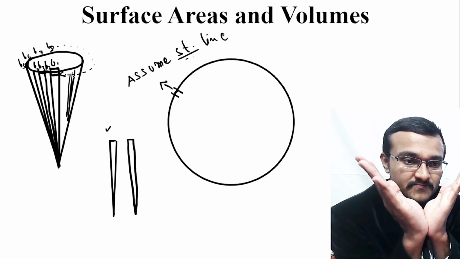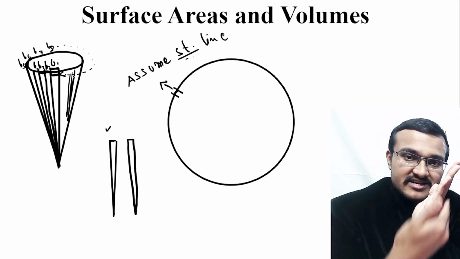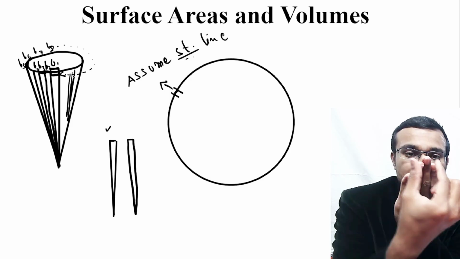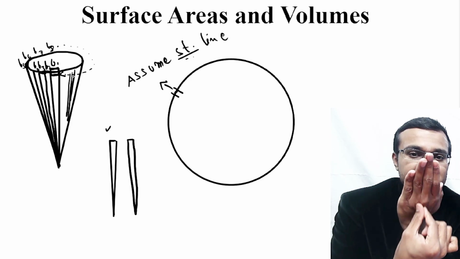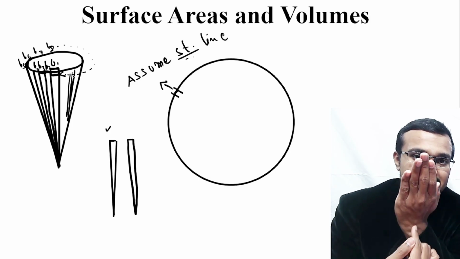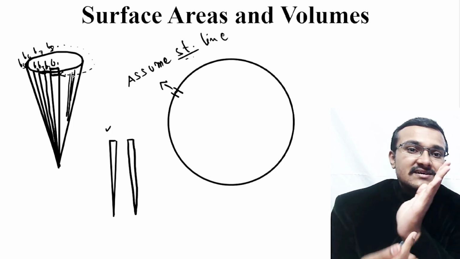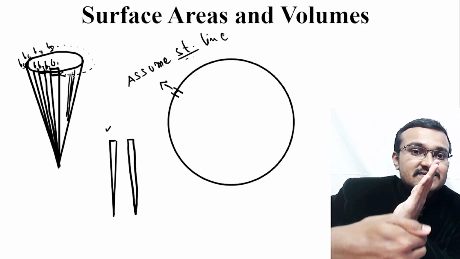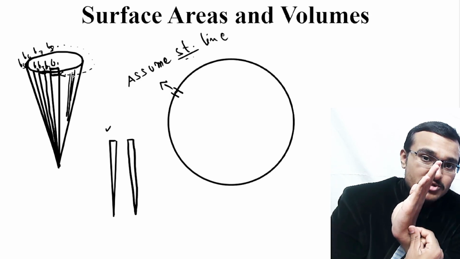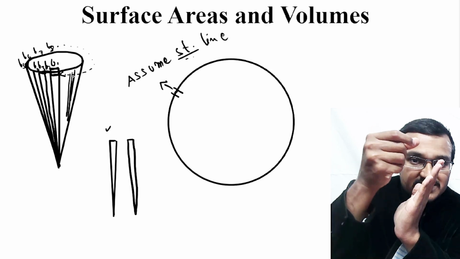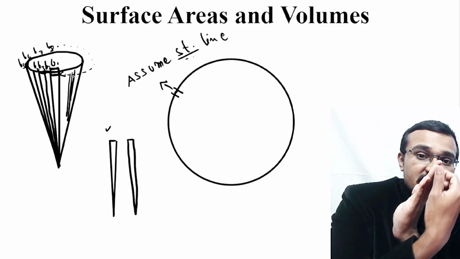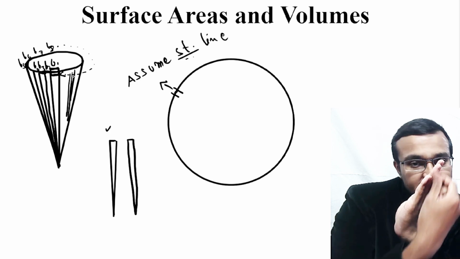So if this is the cone, on this surface we are considering a triangle. Assume this is a cone like this. On this surface we are considering a small triangle like this. So what is the height of this triangle? That will be the slant height of the cone, because I am considering the triangle on the curved surface, not from the center of the circle. I am considering the triangle on the curved surface of the cone.